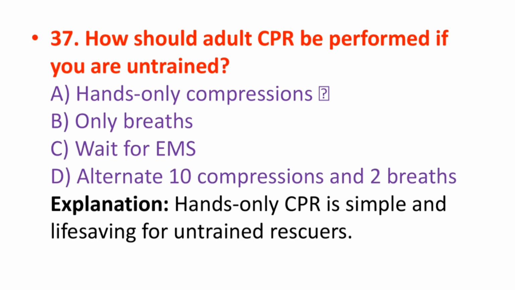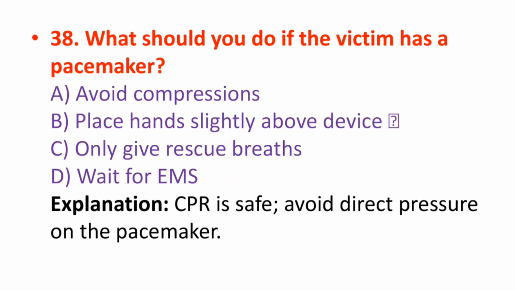How should adult CPR be performed if you are untrained? Option A, hands-only compressions. Option B, only breaths. Option C, wait for EMS. Option D, alternate 10 compressions and 2 breaths. The correct answer is hands-only compressions. Hands-only CPR is simple and lifesaving for untrained rescuers.